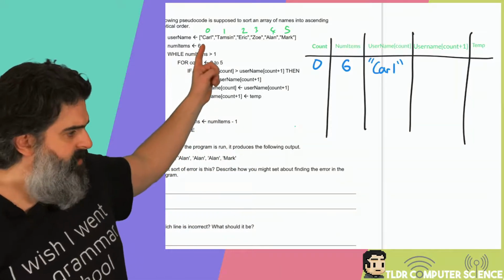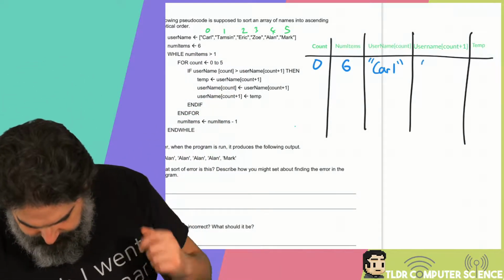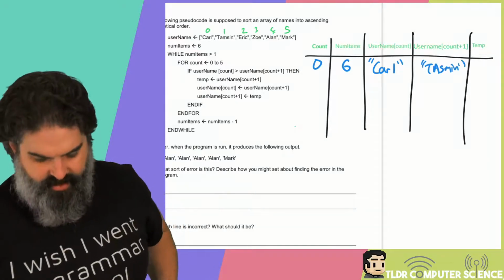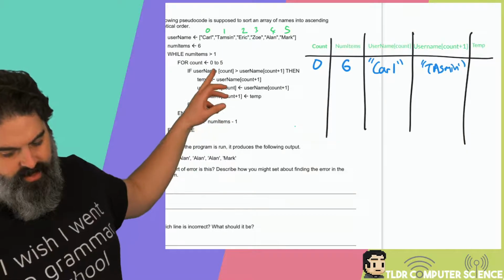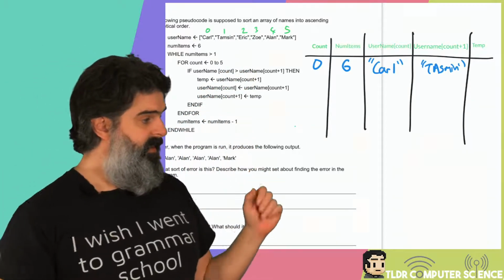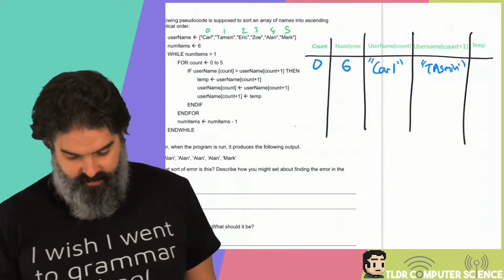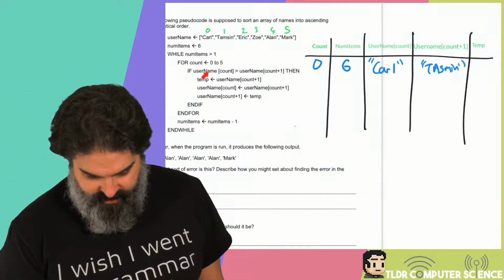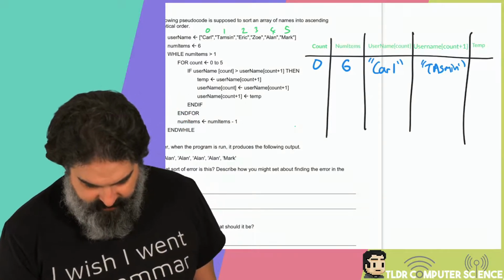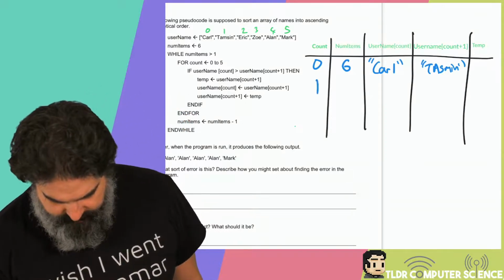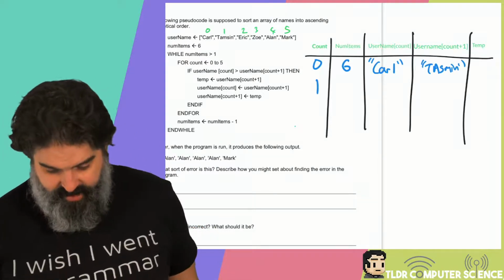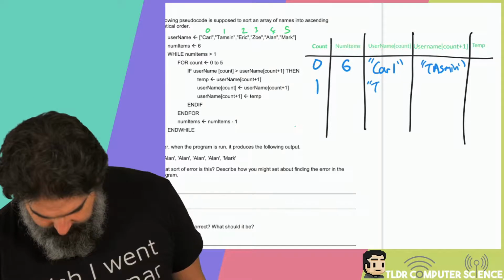Username at count +1, so that's Tasmin. And then it says, is Carl bigger than Tasmin alphabetically? And it's not. So we can skip that logic here, end if, and then we'll go count for the next one. We'll go count 1, and we'll say number of items is still 6. Username at 1 would be Tasmin.